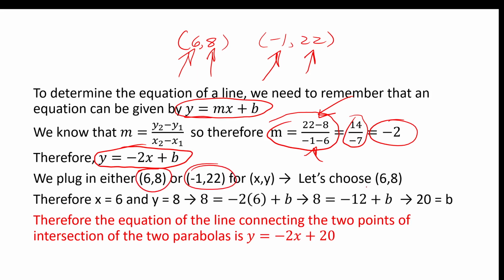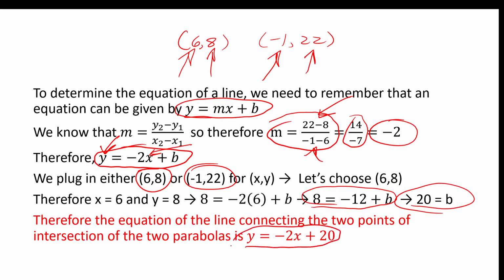So what if we choose the point 6, 8? We can say 8 is equal to negative 2 times 6 plus b. So that would mean 8 is equal to negative 12 plus b, and ultimately that b is equal to 20. And so we'd be able to write, not just that y is negative 2x plus b, but since b is 20, we'd be able to write y equals negative 2x plus 20 is the equation of the line of intersection that contains both points of intersection.